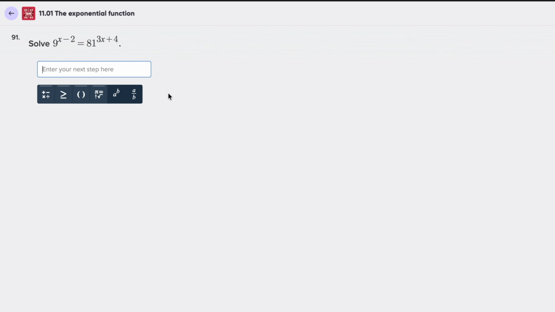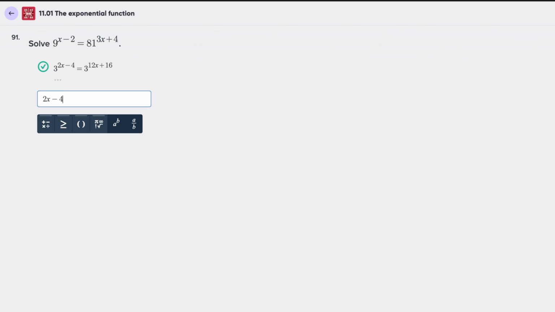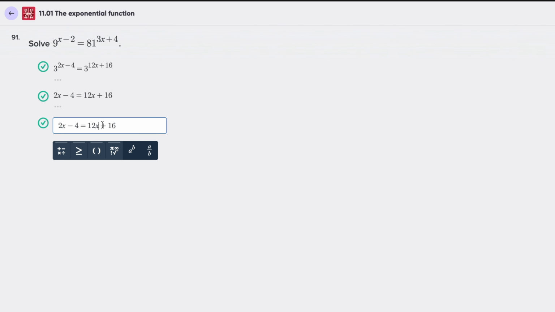Alright, so we've got 9 to the power of x minus 2 is equal to 81 to the power of 3x plus 4. So we can rewrite 9 as 3 squared. Multiply the exponent by the exponent. So 2 times x minus 2 is 2x minus 4. And then 81 is just 3 to the power of 4. 4 times 3 is 12. 4 times 4 is 16. So now we have 2x minus 4 is equal to 12x plus 16. And then we can just solve that like a normal equation.